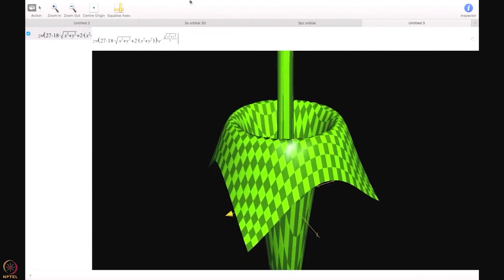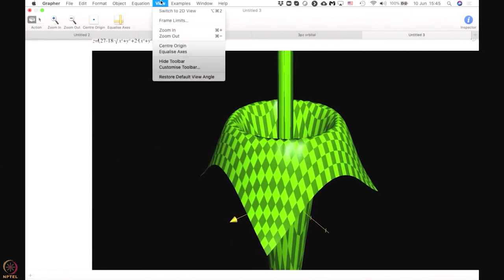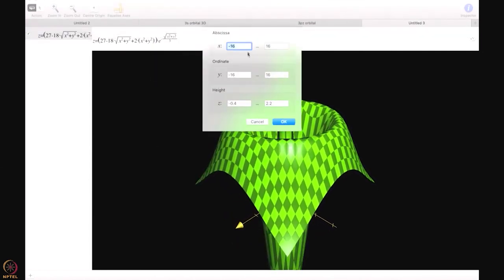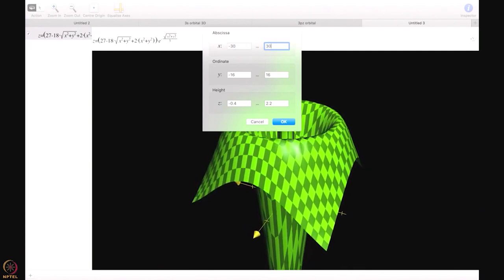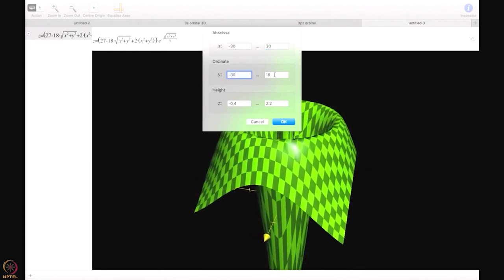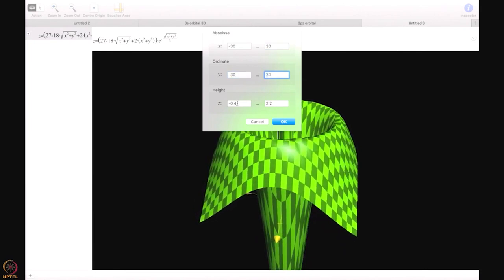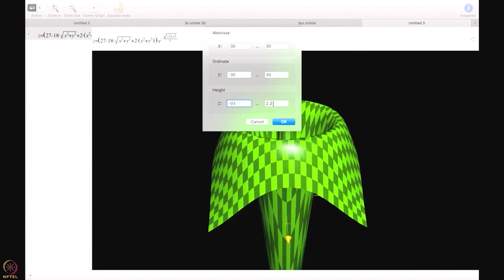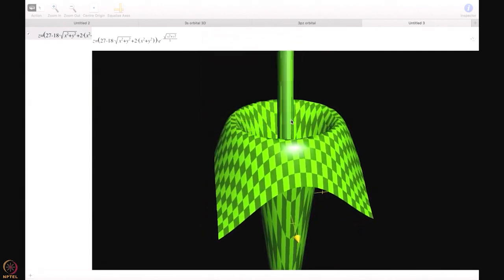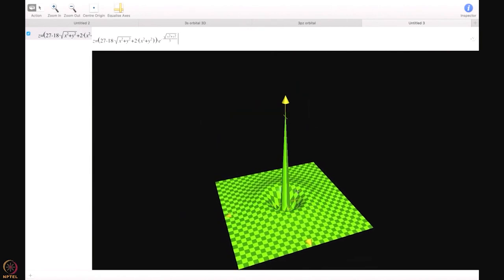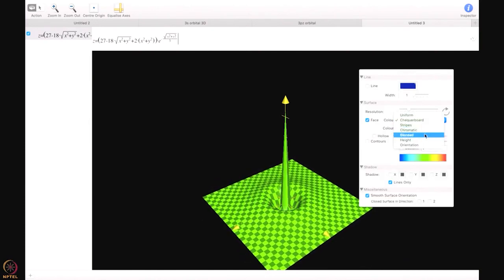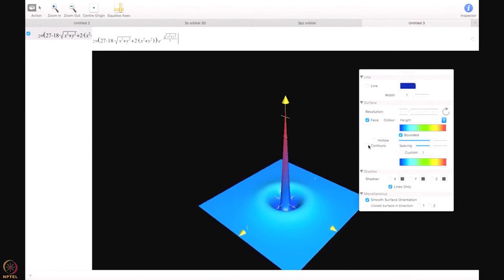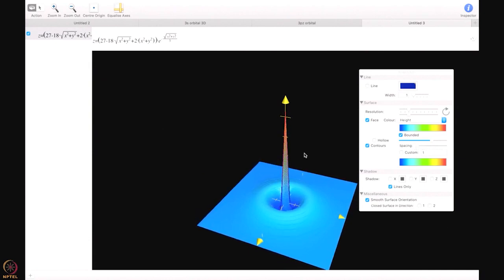Okay. This is your 3s for you, and draw the frame limits. We will draw it from minus 30 to 30. Same here. This would be something like minus 3 to 30 or so. Okay, this is the 3s orbital.